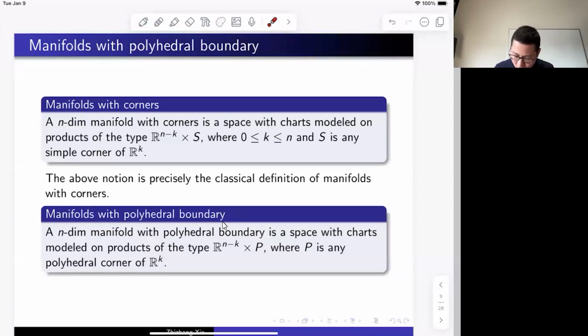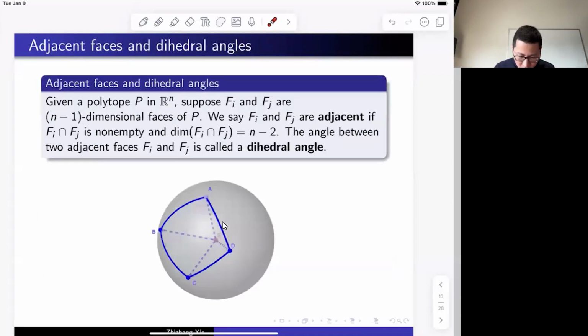Okay, so that's just some terminology. Again, let me just emphasize the distinction between the manifold with corners and the manifold with polyhedral boundaries is really when the two codimension 1 faces meet.